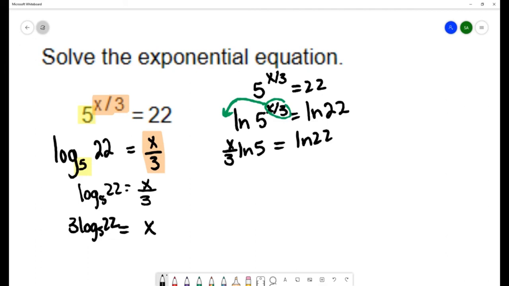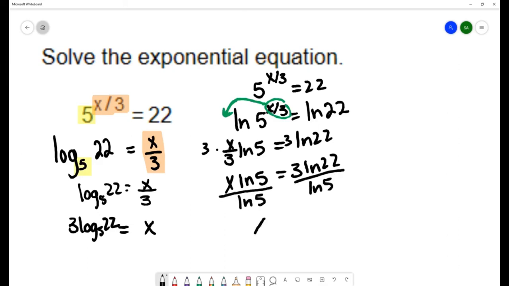Now I need to solve for x, so I'm going to multiply both sides by 3. That gives x natural log of 5 equals 3 natural log of 22. And I'll continue to isolate x by dividing by natural log of 5. So I have x equals 3 natural log of 22 over natural log of 5.